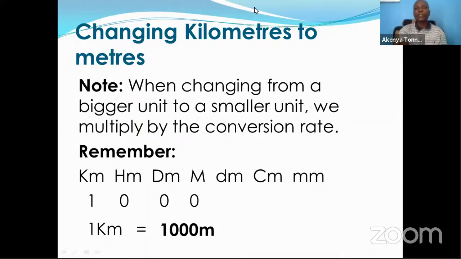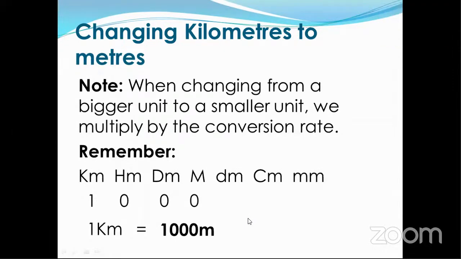So let's continue. Now this is what we are going to be changing. In simple terms, when you are changing kilometers to meters, just multiply the given kilometers by 1,000. That is the conversion rate. The conversion rate is 1 kilometer equals to 1,000 meters, isn't it?